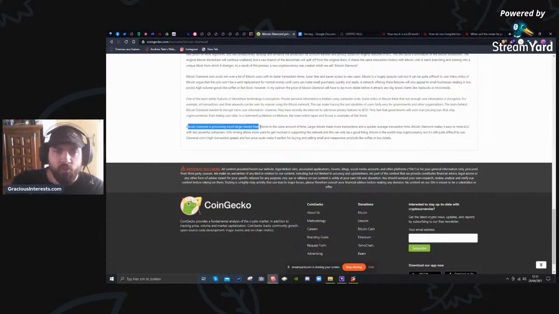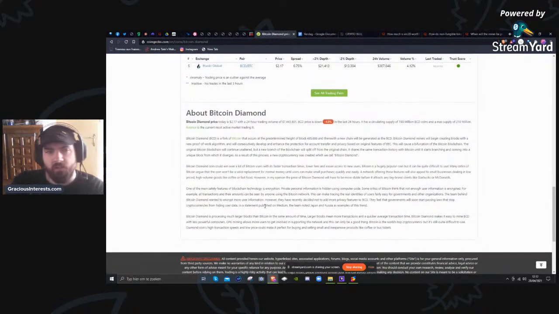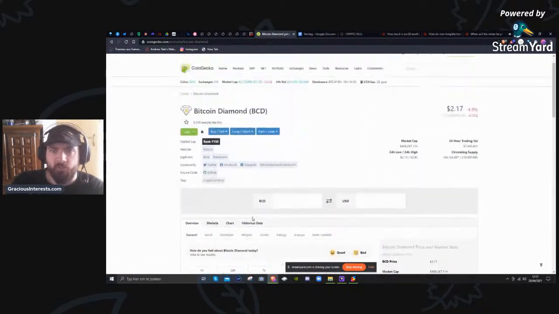Anyway, it's processing much larger blocks than Bitcoin in the same amount of time. Okay, so this implies they adapted the block size. Bigger blocks mean more transactions and quicker average transaction time. More or less true. More on that later. To mine BCD with less powerful computers. Okay, GPU mining allows more users to get involved in supporting the network. It can only be a good thing. So it's GPU mining currently, as stated here. So yeah, that's mostly marketing talk, not too much viable information can be extracted here.